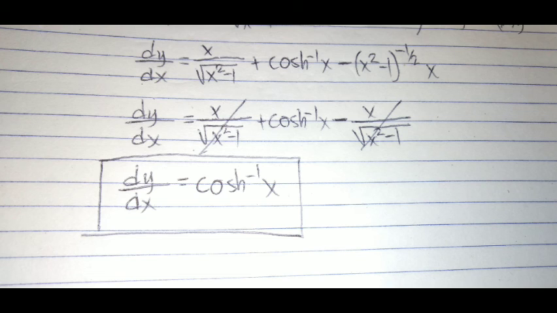And we cancel out both x over the square root of x squared minus 1 terms, which will leave us with the answer of dy over dx is equal to arc cos x.